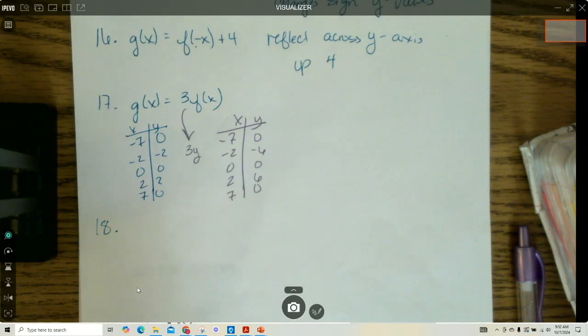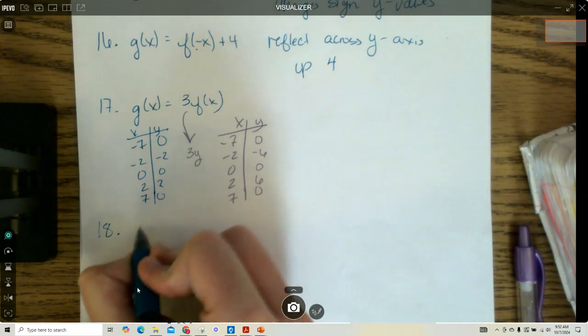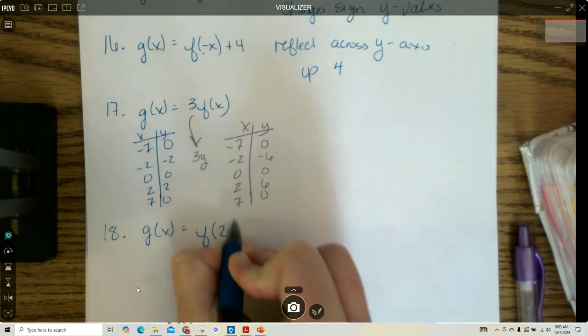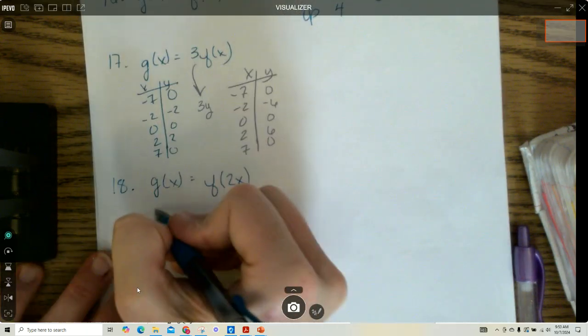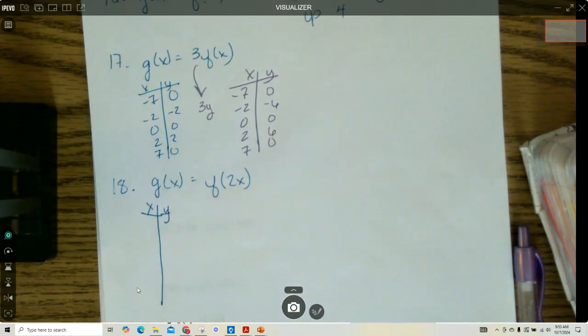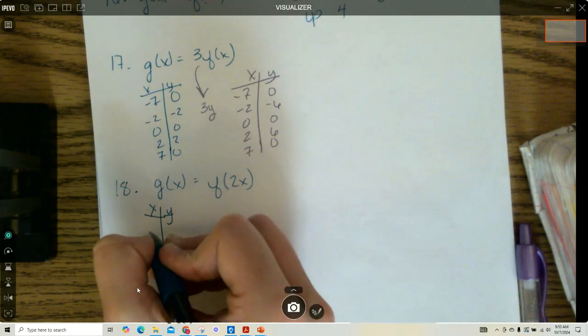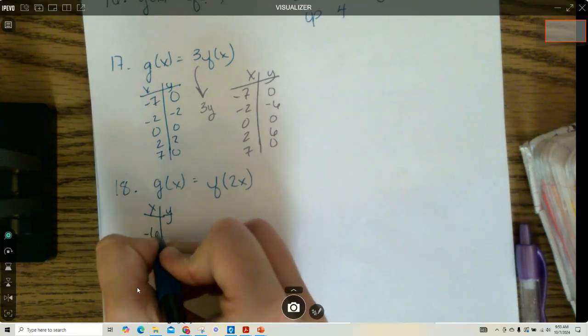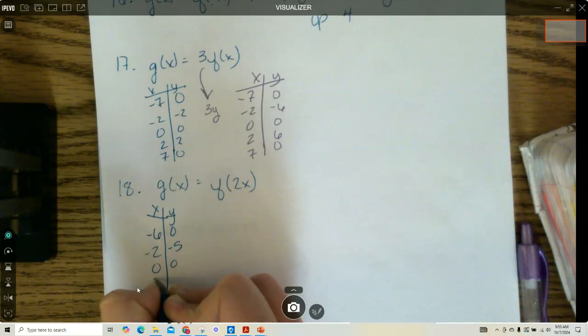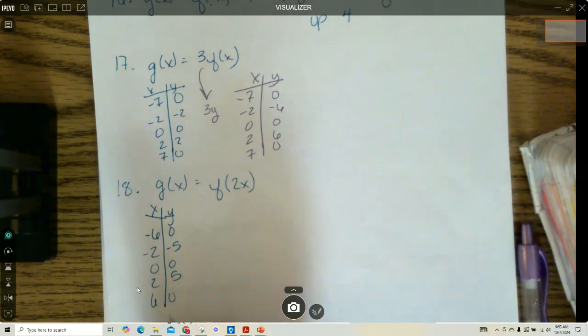All right, what's next? g of x equals f of 2x. That's a horizontal compression. It says graph, so what are your ordered pairs? Negative 6, 0. Negative 2, negative 5. 0, 0. 2, 5. 6, 0. So that's a quadratic.